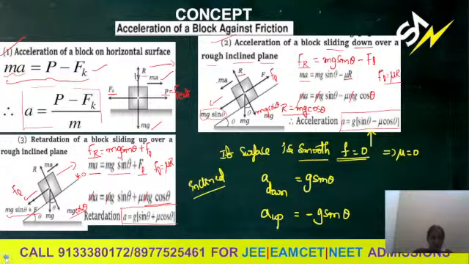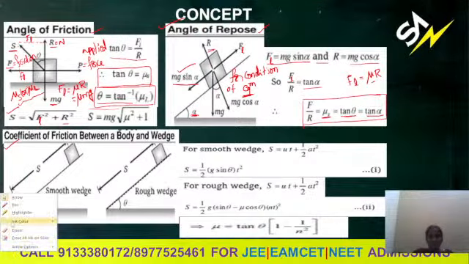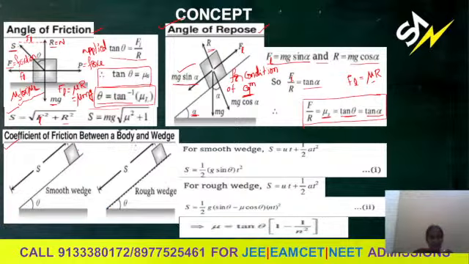Now let us go to the previous slide. Here the situation is the coefficient of friction between a body and a wedge. You can observe we are given a smooth and a rough wedge. Smooth means friction is 0. The object is initially at the top of the wedge and moving down. The distance travelled by that object on the smooth and rough wedge is the same.